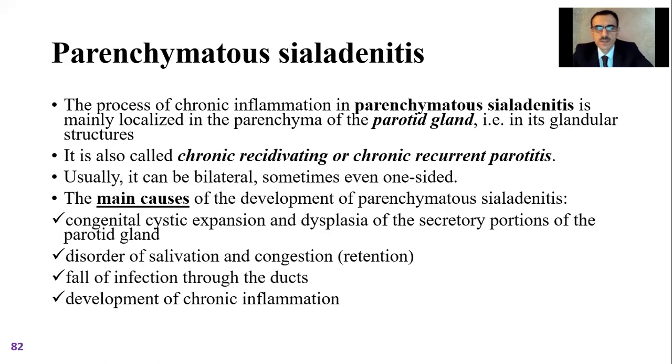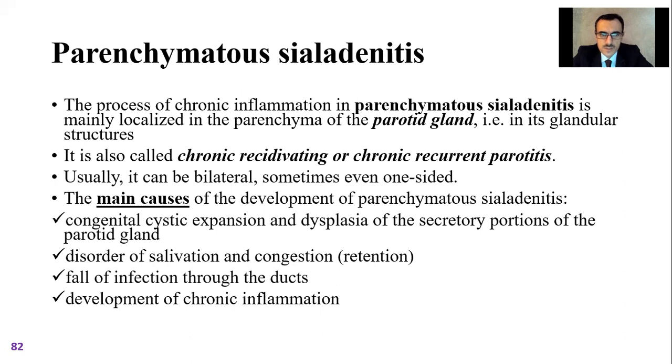Now let me discuss parenchymatous sialadenitis. The process of chronic inflammation in parenchymatous sialadenitis is mainly localized in the parenchyma of the parotid gland, in its glandular structures. It is also called chronic recidivating or chronic recurrent parotitis. Usually it can be bilateral, sometimes even one-sided.